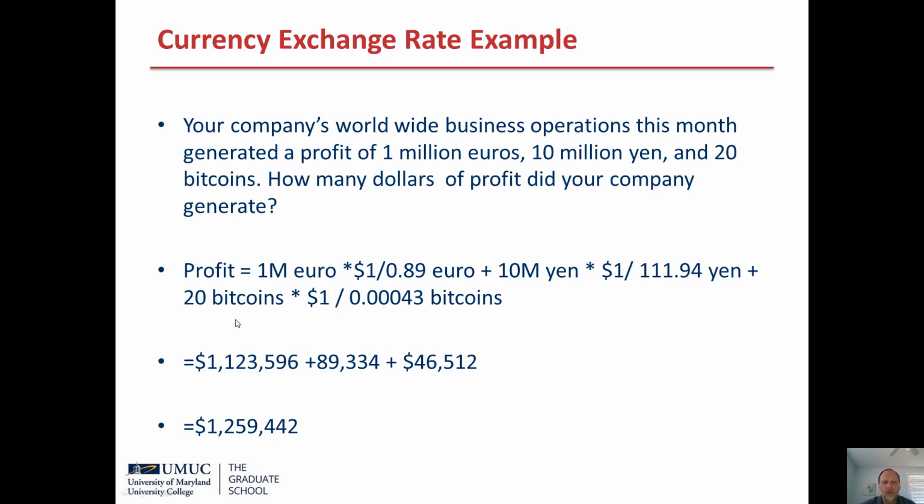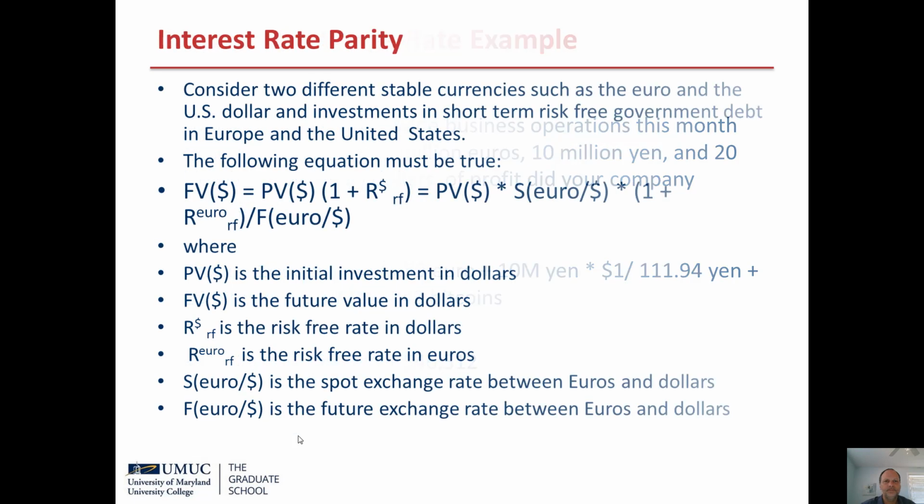And add 20 Bitcoin multiplied by $1 per 0.00043 Bitcoins. Again, the Bitcoins cancel, you're left with dollars. You add up these three terms, and you end up with a profit of $1,259,442.